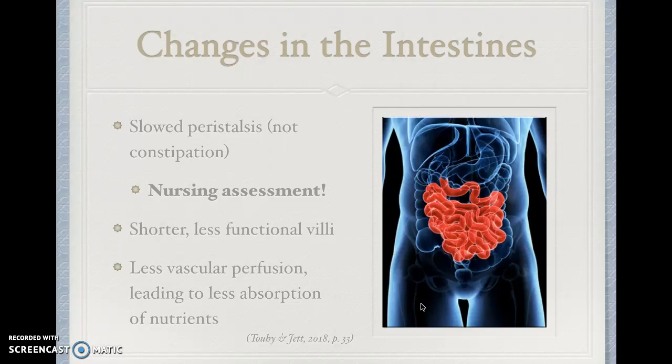The older adult will also have shorter, less functional villi in the small intestine. The older adult can have less vascular perfusion, which can cause less absorption of important nutrients such as vitamins and minerals. The nurse must be sure to assess for constipation in the older adult patients. Since the body dries up and slows, the older adult is more prone to constipation.